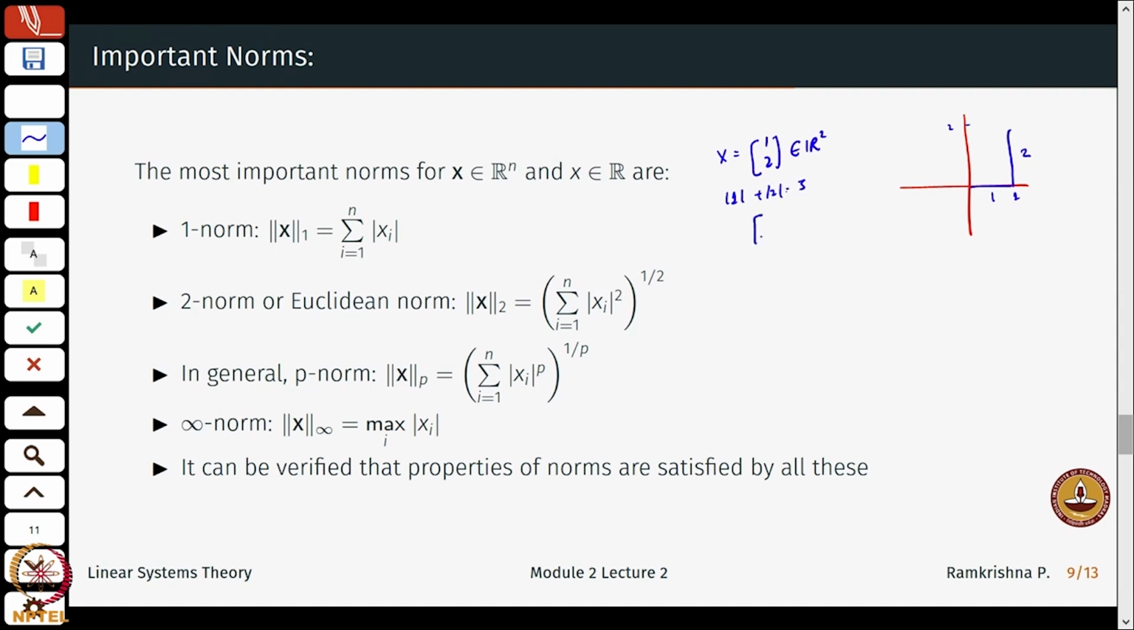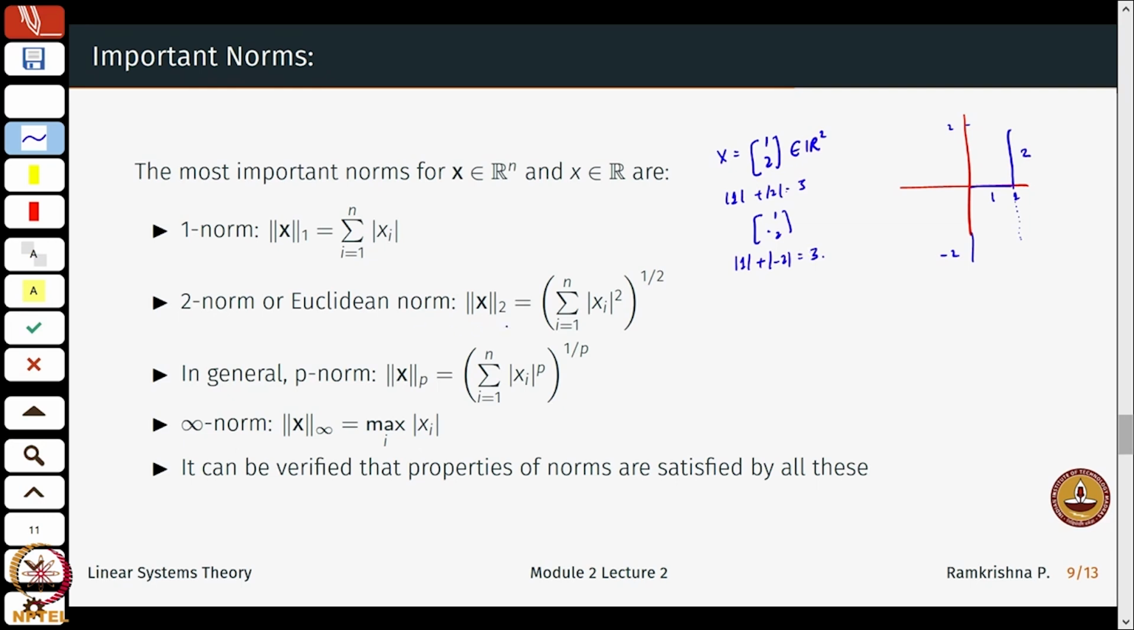Similarly, if I have (1, minus 2), which will mean this stretches until minus 2, then the norm will still be the same. You will have 1 plus |minus 2| giving me 3, and that is the definition of a one norm. I am just taking the absolute values of each component and adding them up.